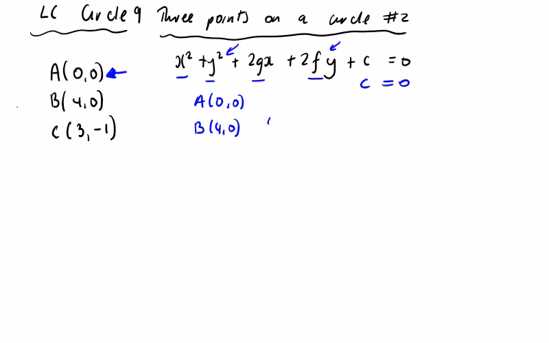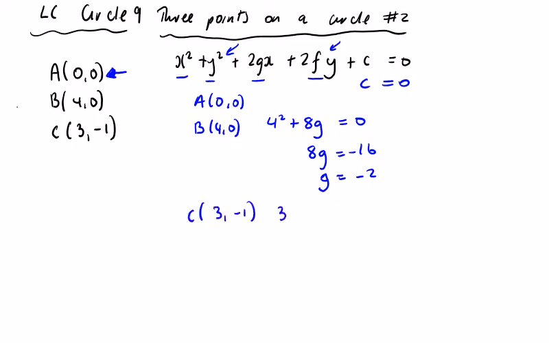So I'm going to get 4 squared plus 2g by x, so 2 by 4, 8g. And we also have C as 0, so that's equal to 0. So 8g is equal to minus 16. So straight away we can get g to be minus 2. Then we have the point 3, minus 1.